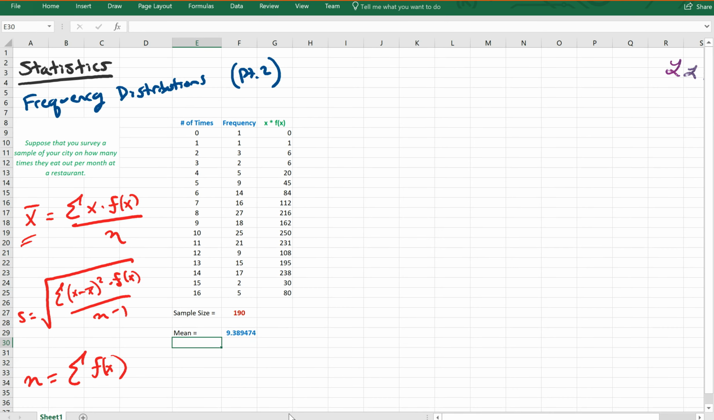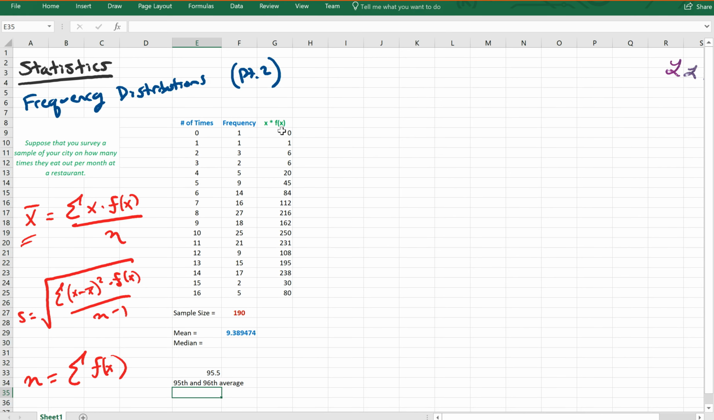Alright, so the next thing you may want to find is the median. Well, the median is not straightforward, and I don't want to count manually where the half value of 191 is. So what is half of 190 and 1? That's going to be 95.5. So it's going to be in between the 95th and 96th value. So it's just going to be the average of those two values.